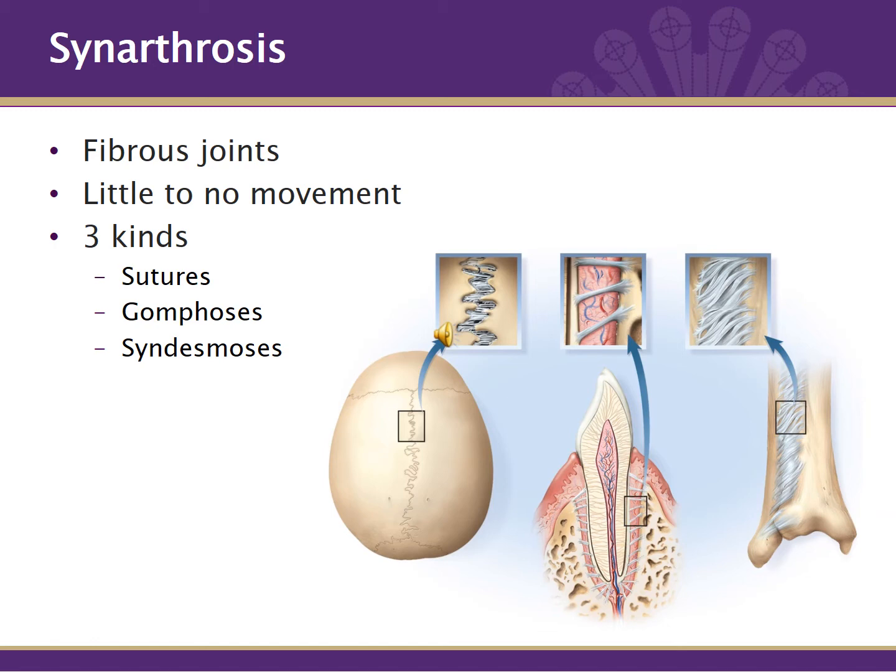And number 3, syndesmoses, a slightly more movable joint. Its fibers are a little longer, which allows for slight movement. The fibers here hold 2 bones together next to each other, like with the ulna and radius, or tibia and fibula.